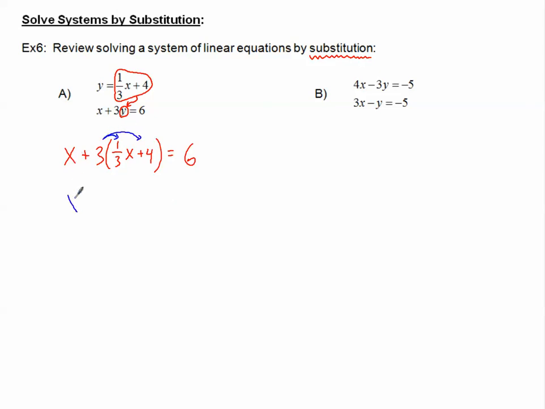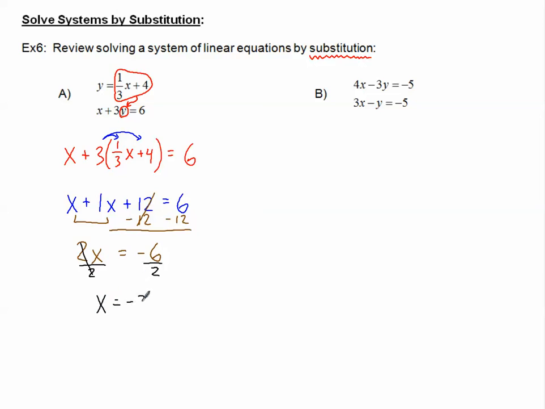I will have x plus 3 times 1/3 x, which would be 1x. 3 times 4, of course, is 12. Let's combine our like terms together. I've got 2x, and at the same time I'm going to subtract 12 since I know I'm solving for x. 2x will equal -6. Let's divide both sides by 2, and I have x is equal to -3.